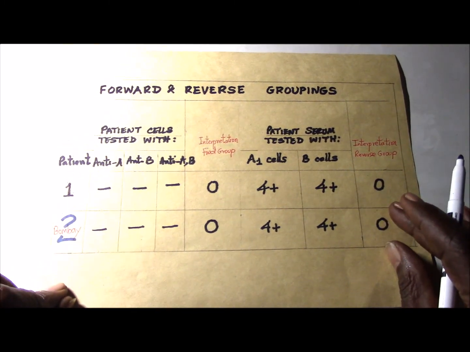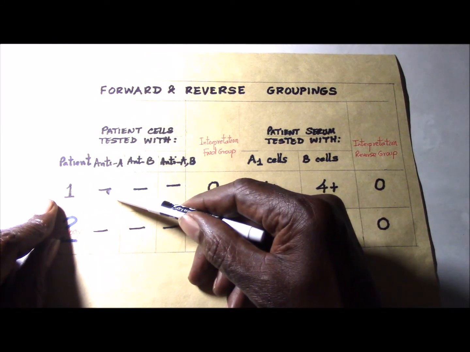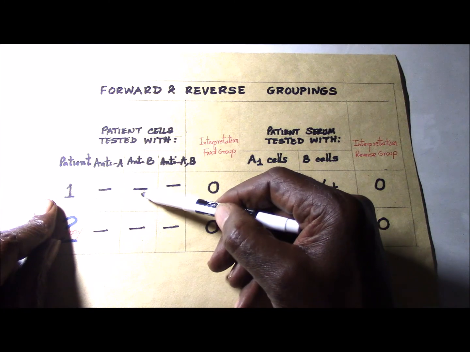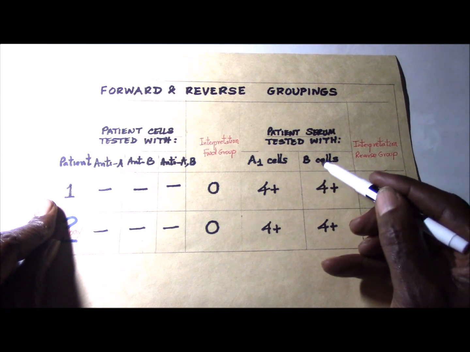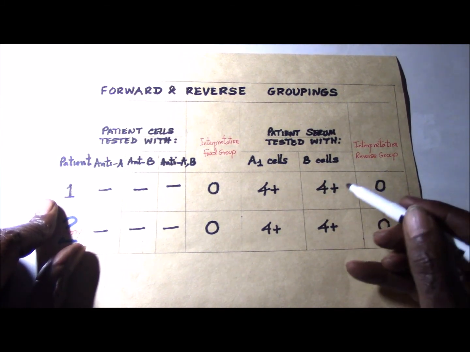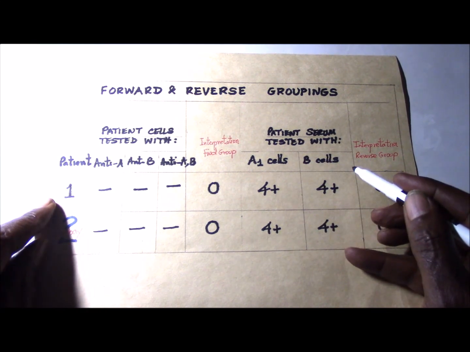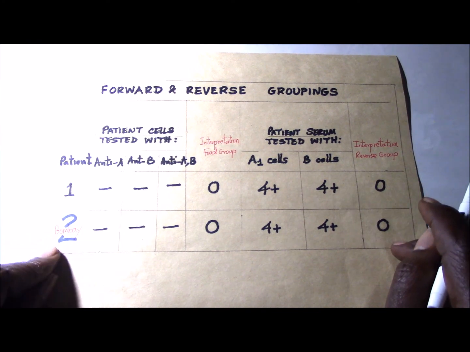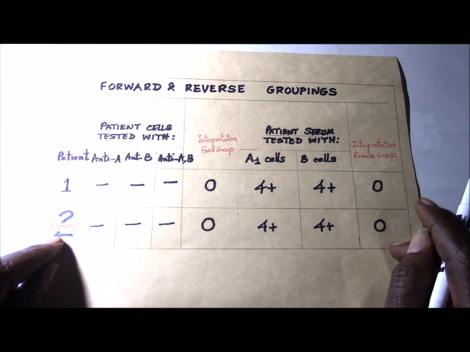Take a look at this table. This patient 1 here tested negative with anti-A in the routine forward grouping, negative anti-B, negative with anti-AB, and so presented as group O. Same thing with the reverse grouping. Here you have it as 4+ with A1 cells and 4+ with B cells. You get the same picture here with a Bombay with patient 2. So this is something that is noteworthy, not only for the exam, but in regular practice when you have a group O blood.